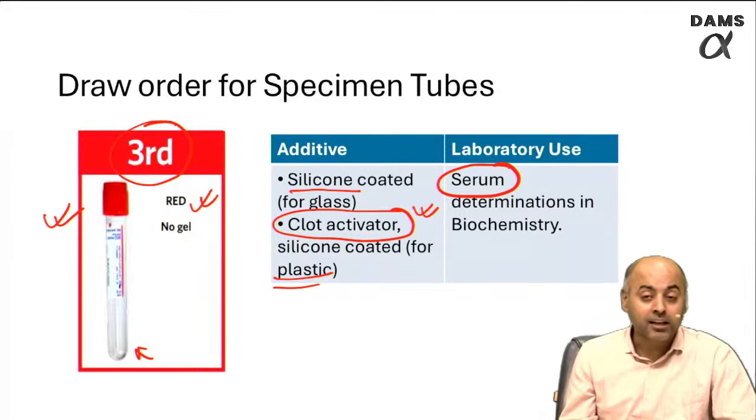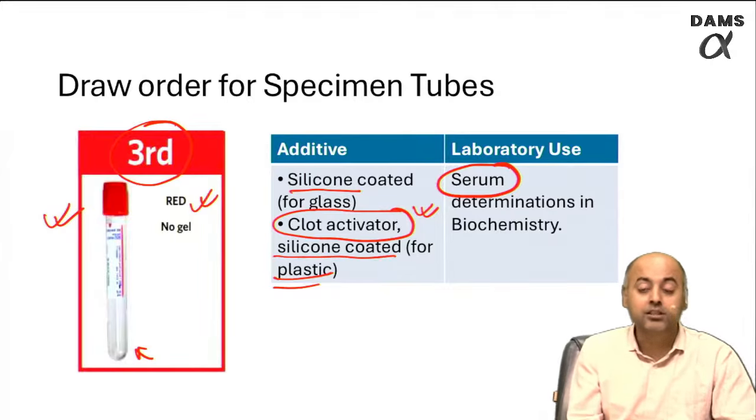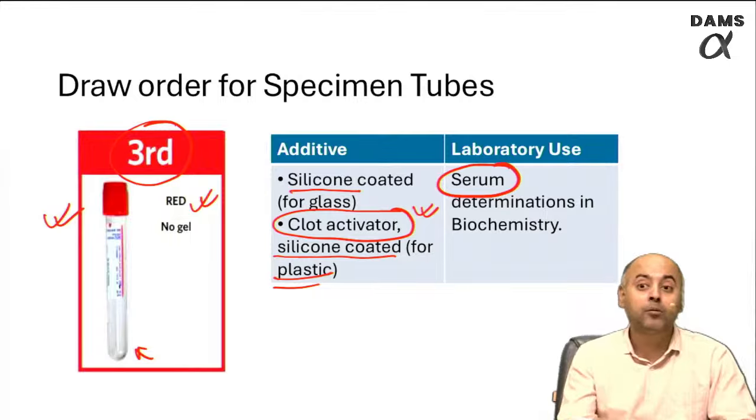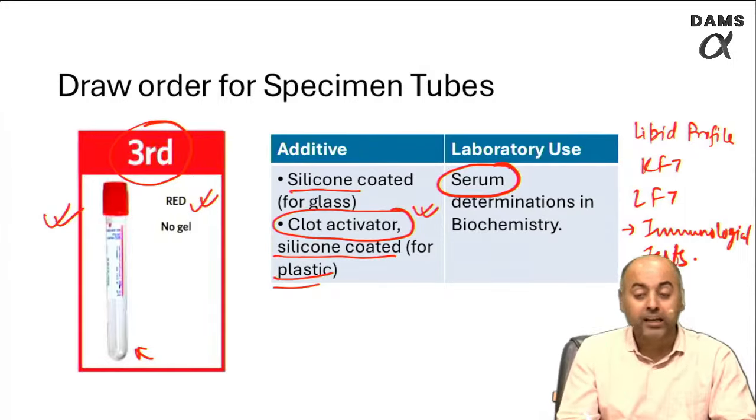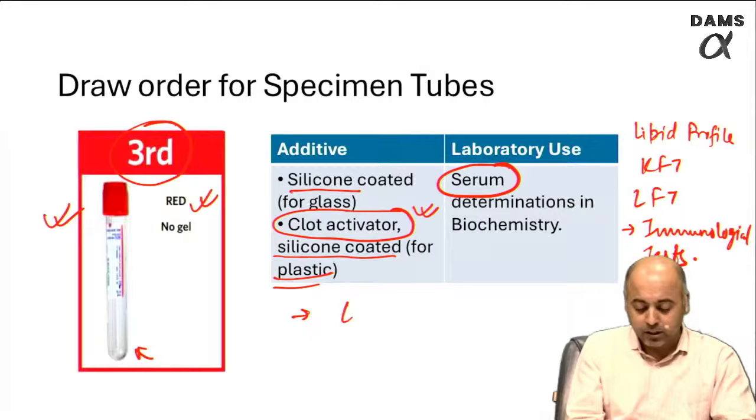Silica is not there any longer, therefore the clot activator is required, or it can be coated with silica for the activation of the clotting. So here you have to remember the routine biochemical tests, for example the lipid profile, the kidney function test, the liver function test, and all the immunological tests. Most of the immunological tests, they are performed in the serum, including the electrolytes.